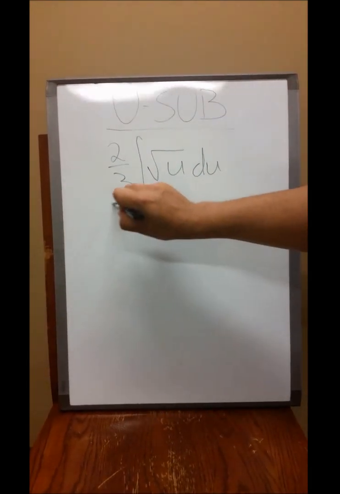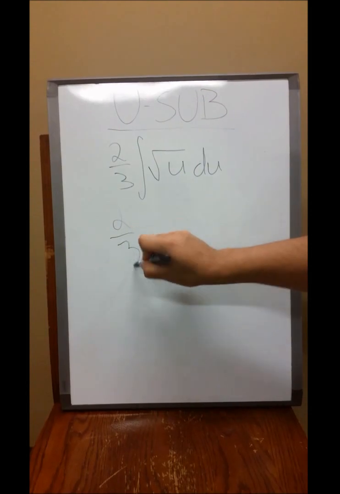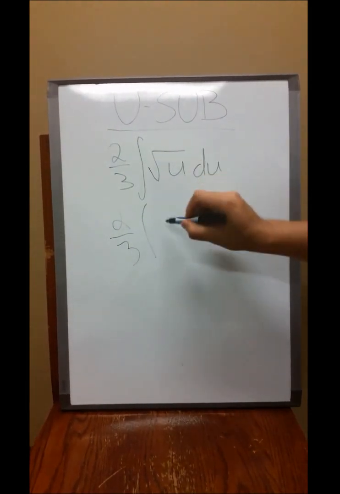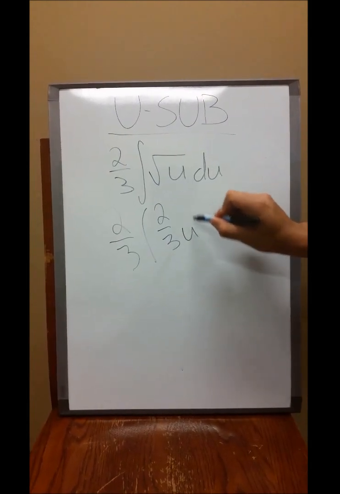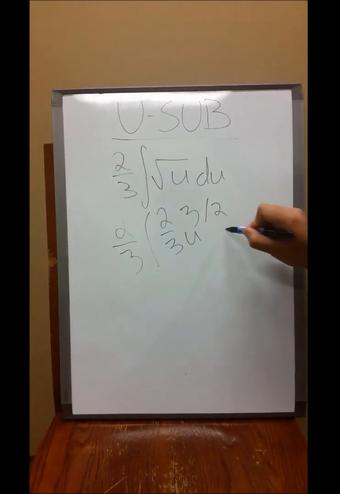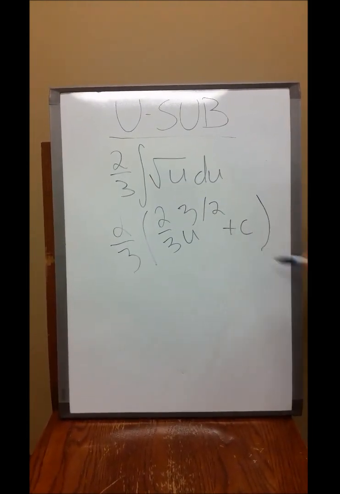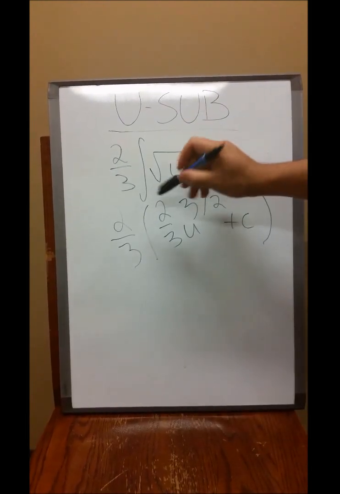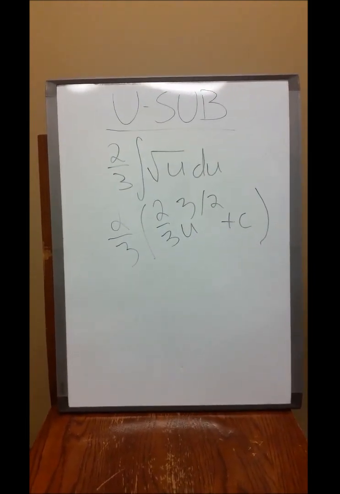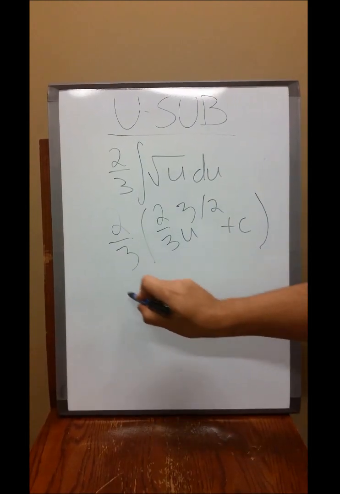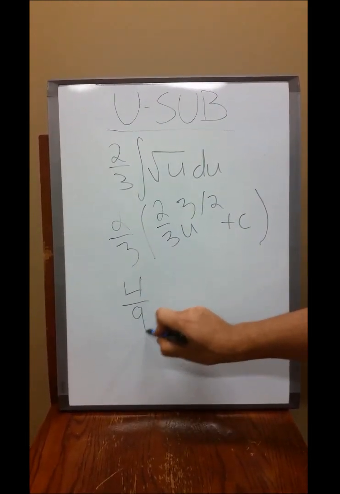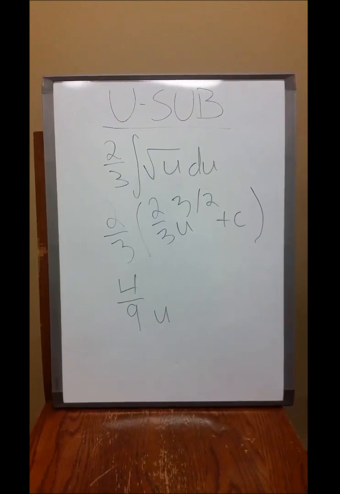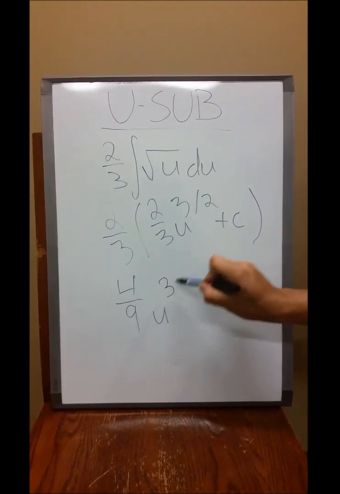So you're going to get the 2/3 times 2/3 u to the 3/2 plus c. Now the reason we have the c is because the integral is indefinite. And then once we get to this point, it'd be easier to simplify the equation. So we simplify to 4/9 times u to the 3/2 plus c.